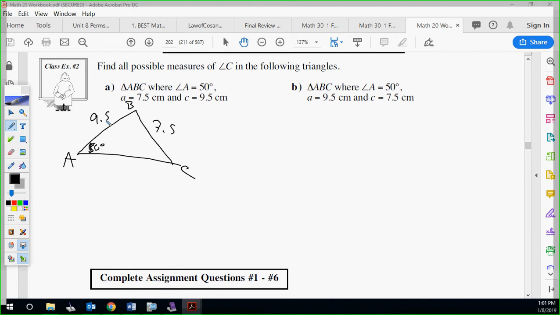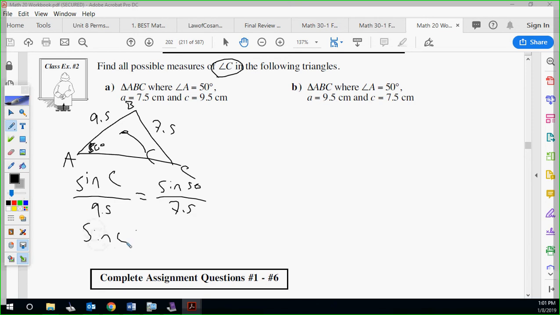So now we have to do the work to solve, because we know what 50 makes. So we just do our sine law now. They want to know angle C, by the way. So sine of C over 9.5 equals sine of 50 over 7.5. Times the 9.5 over, you're going to get 0.9703. Then we sine inverse, and we get 76.